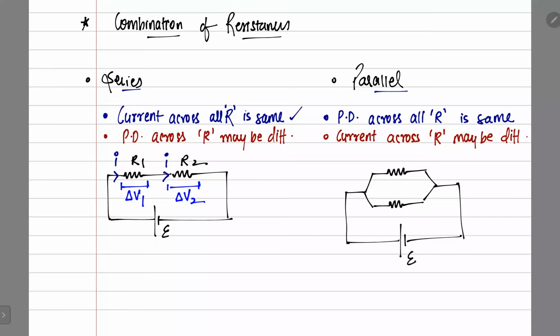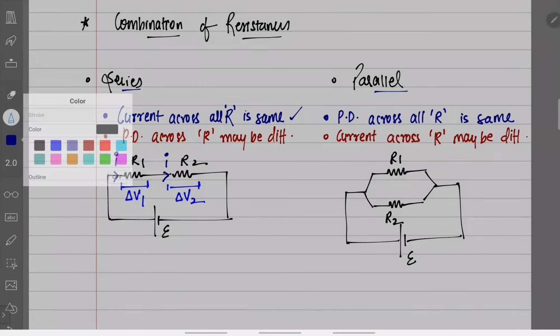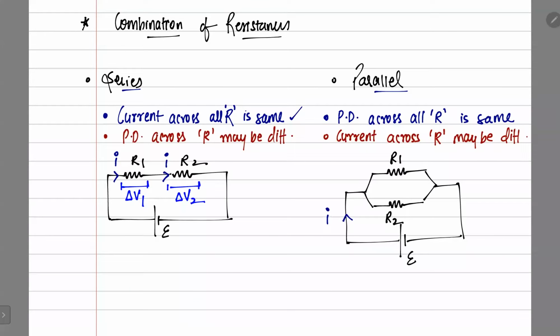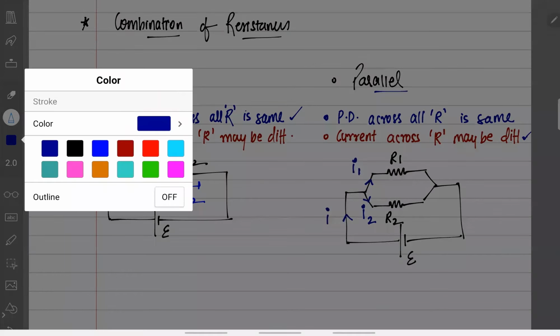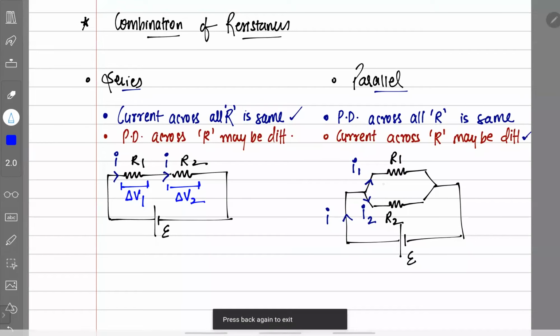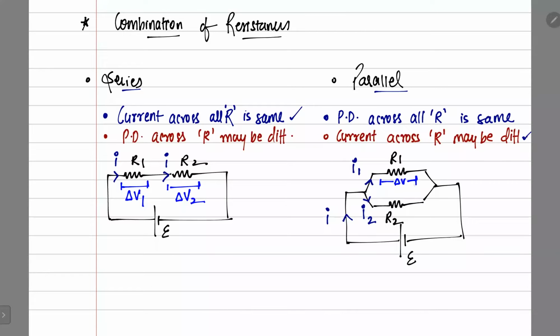In this case, this is resistance R1 and this is resistance R2. The current entering is I. However, the current will get split. You will have I1 in R1 and I2 in R2, so the current turns out to be different. However, the potential difference will remain the same because this will be delta V and this will also be delta V.